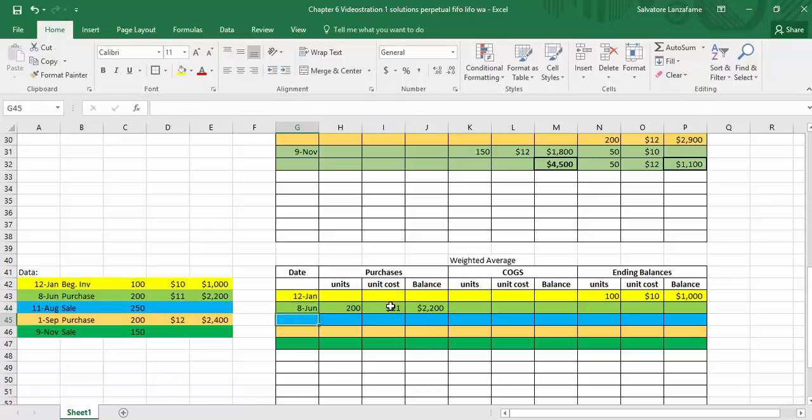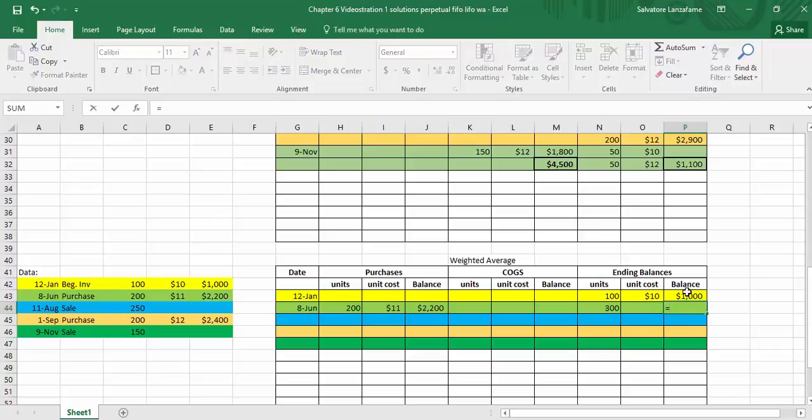But now here's where weighted average differs from the previous two. Again, in this technique, we don't care which ones came in first, which ones are leaving first, it's irrelevant. We're doing an averaging type of format here. So what you're going to do is take your old units of 100 and add your new units of 200. So now we have a total of 300 units. Skip the unit cost column and now go to the final dollars.